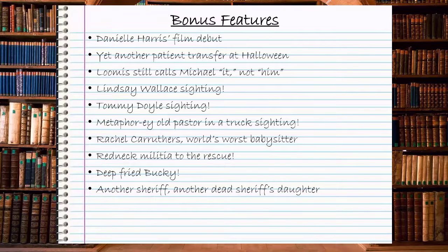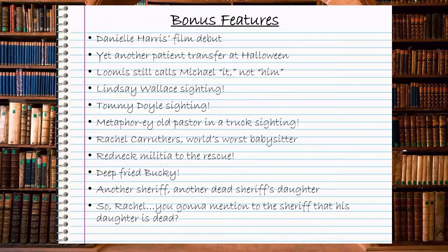You get another sheriff, another dead sheriff's daughter. It's the Halloween tradition. The sheriff's daughter is murdered by Michael Myers, and the sheriff goes the rest of the film having no idea that his daughter is already dead. And of course, having killed off his daughter, you get into a problem. So, Rachel, are you going to mention to the sheriff that his daughter is dead?